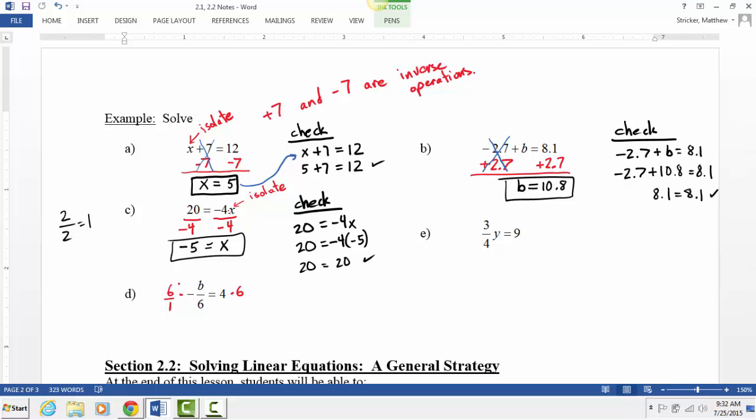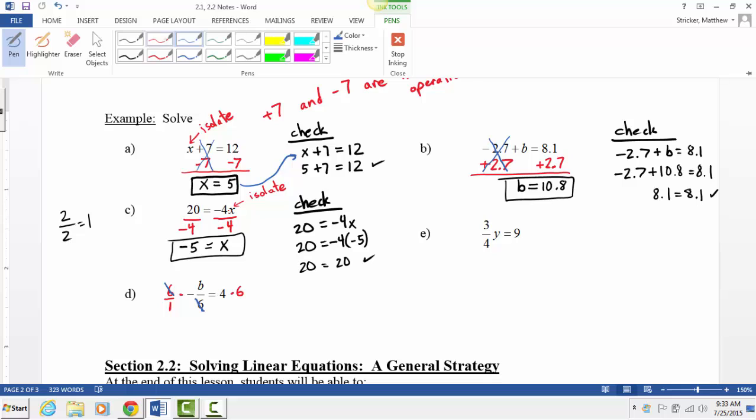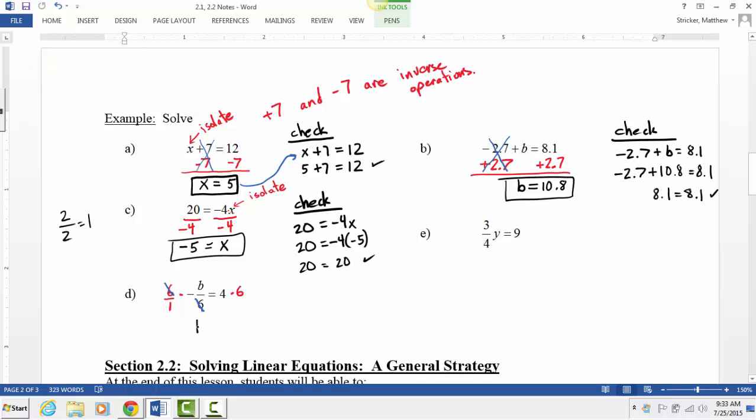Now when I do that, notice what's going to happen here. The 6's will divide out, leaving what? What does it leave? It leaves a b, but that's not all it leaves. What else does it leave? That negative there. Now do we want to solve for b, or do we want to solve for negative b?